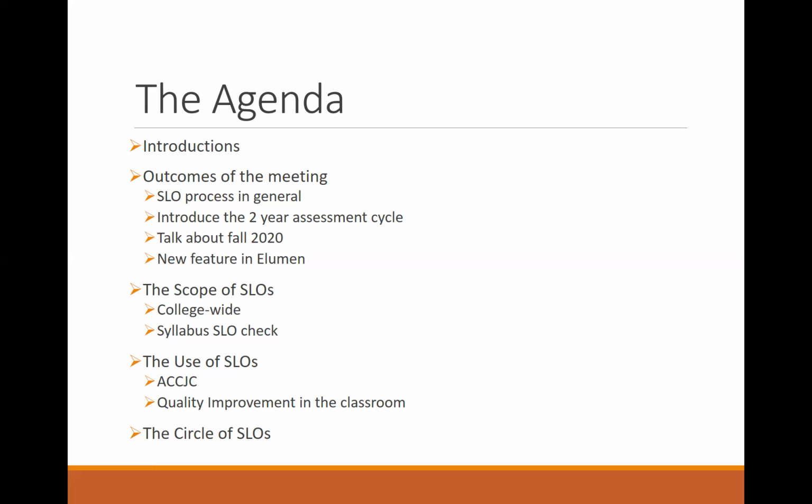Okay, so let's go on to the next one, the use of SLOs. What were they created for? What's the use of them? Roughly about 20 years ago, the accreditation standards changed. So the ACCJC, which is the governing board that governs us as far as accreditation goes, I think it's called the Accreditation Commission of Colleges and Junior Colleges. I believe that is the title. So they give us accreditation.